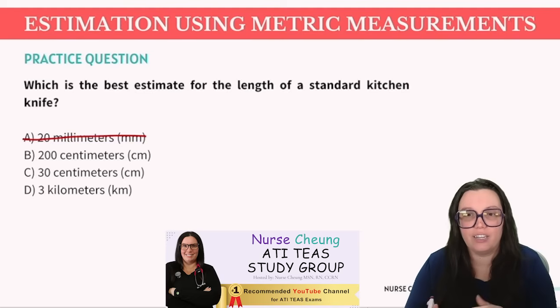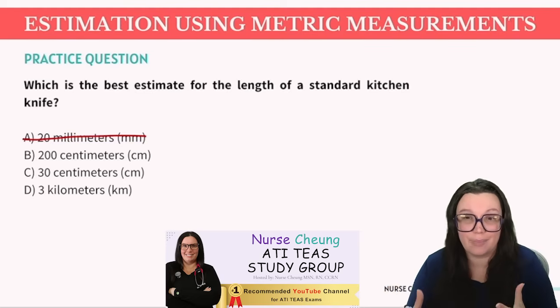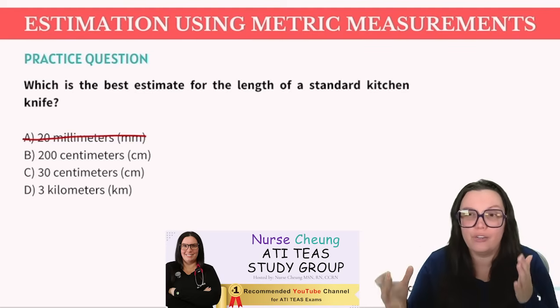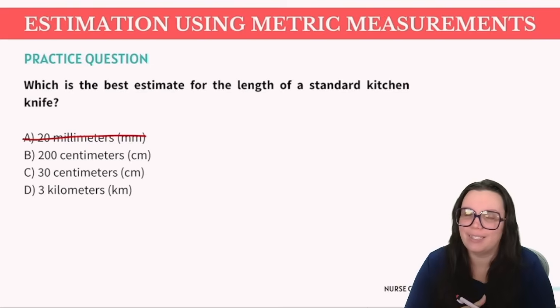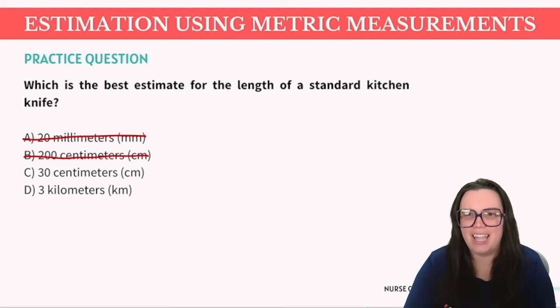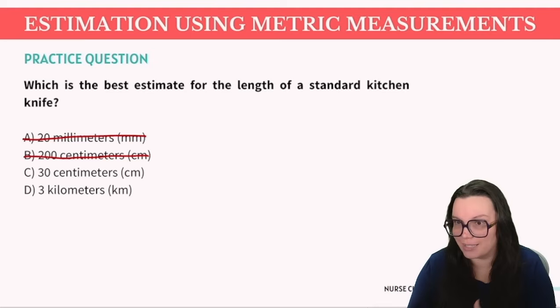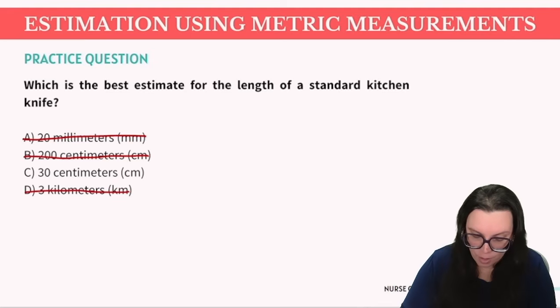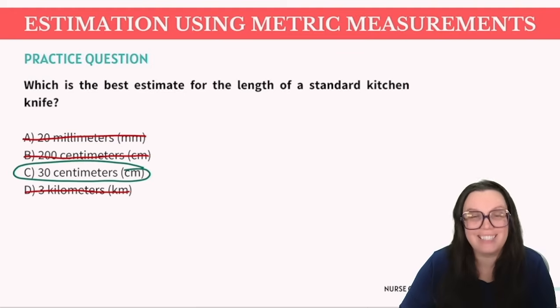And it's definitely not as long as 200 centimeters. Think about it. 200 paper clips widths. That's way too long, so we can automatically eliminate that as well. And then of course 3 kilometers, that would be 3 airport runways. So we definitely know that that is also not our correct answer. So out of all the ones that we have available to us, C, 30 centimeters is going to be the most correct answer.